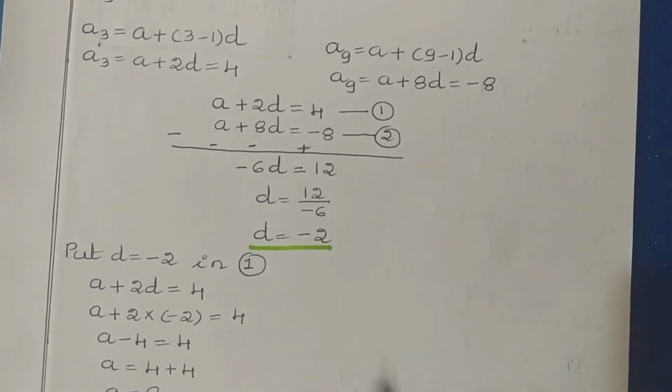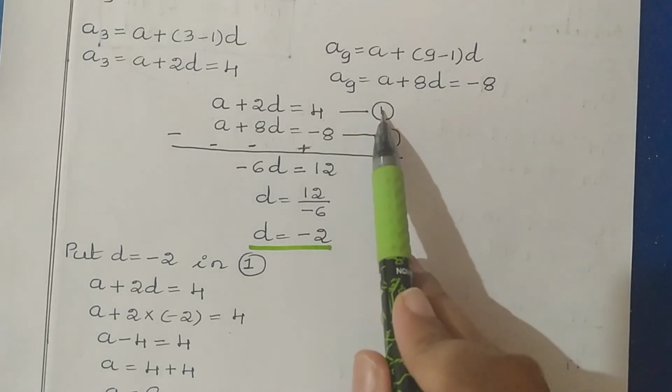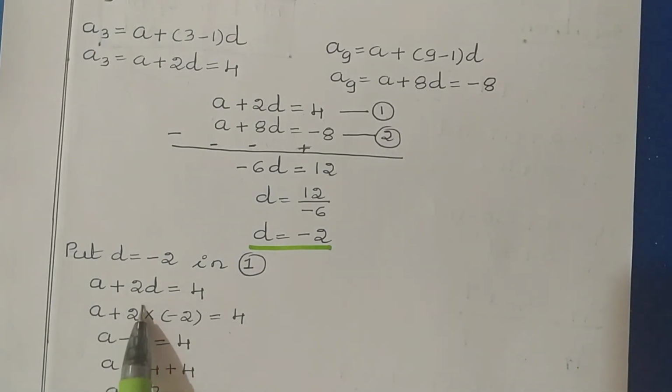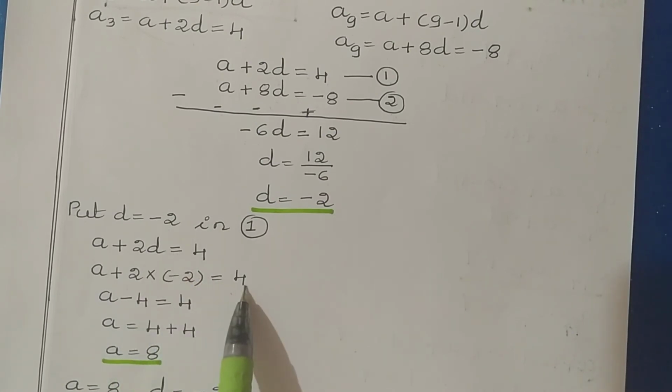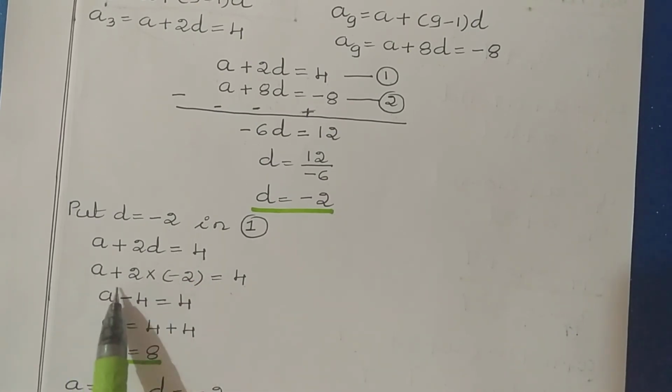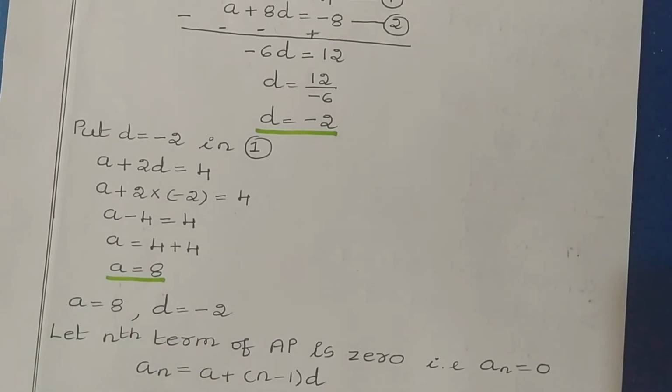Next here we got the common difference. Substitute this common difference in any one of these equations. I am taking here equation 1, a plus 2d is equal to 4. Here put the d value, minus 2. So we get a plus 2 into minus 2 is equal to 4. a minus 4 is equal to 4. a is equal to 4 plus 4. a is equal to 8. Now we got the first term a as 8 and the common difference as minus 2.